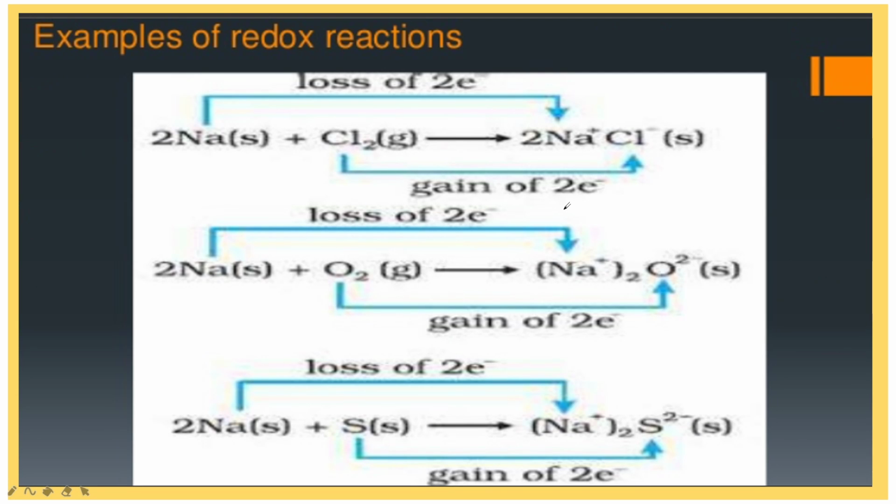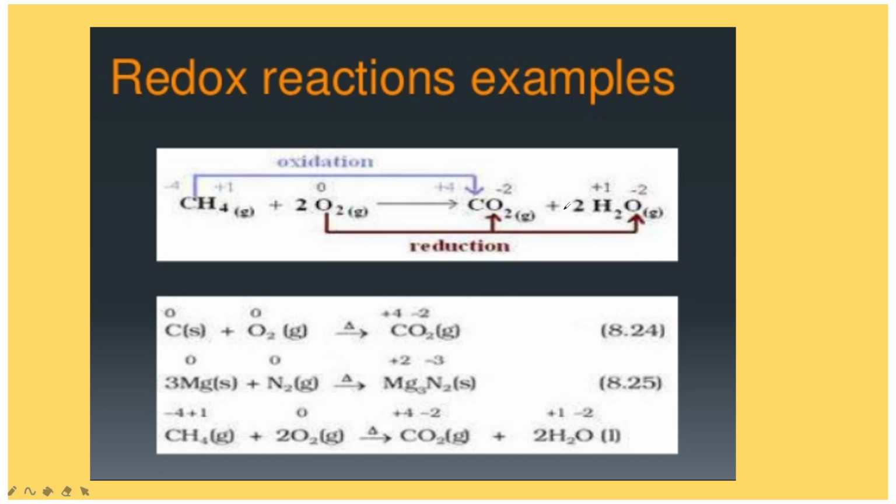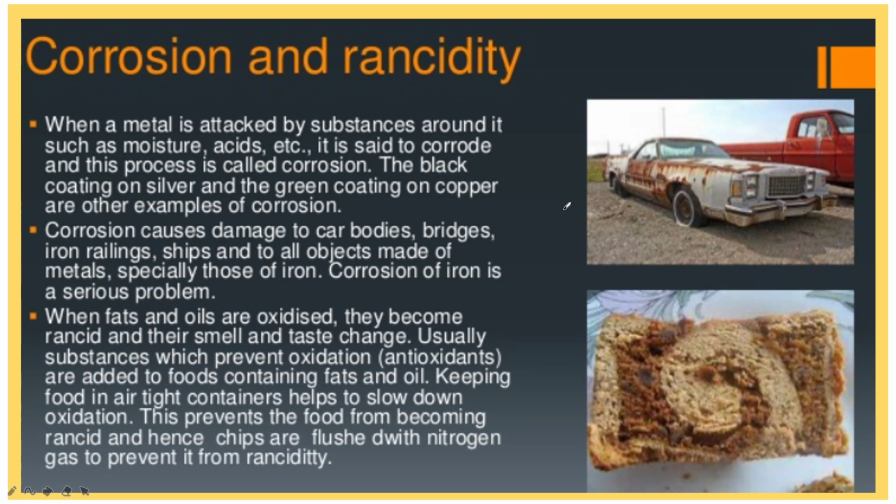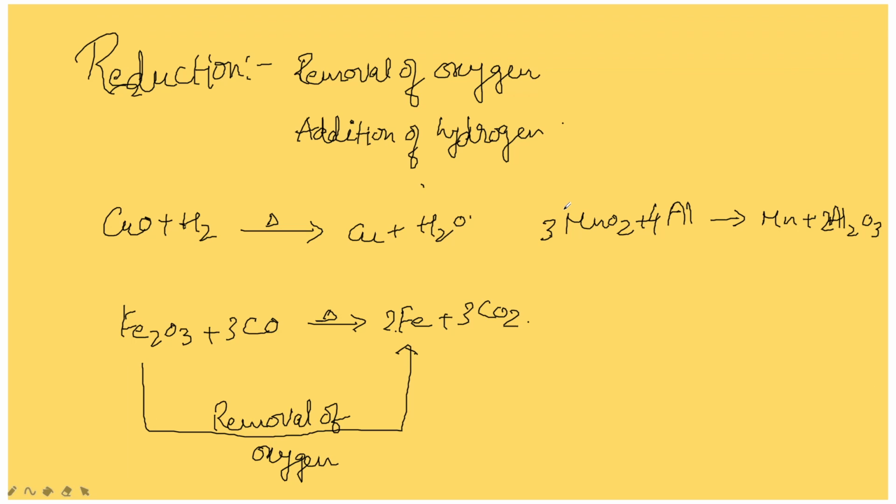Here are a few of the redox reactions, reduction and oxidation both. A few examples are sodium and chlorine reaction, sodium and oxygen, sodium and sulfur. These are redox reactions. Example, methane and oxygen, forming CO2 and water, oxidation and reduction everything. Oxidizing and reducing agents are also there, so that also we will discuss.